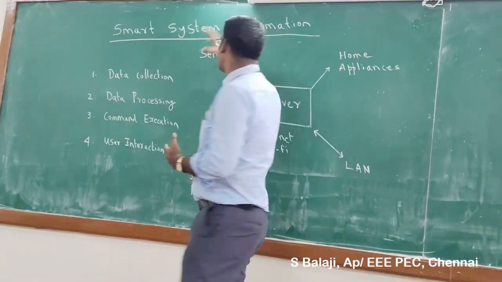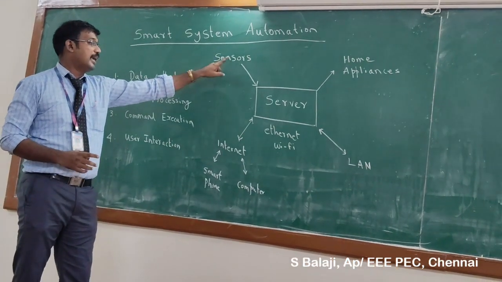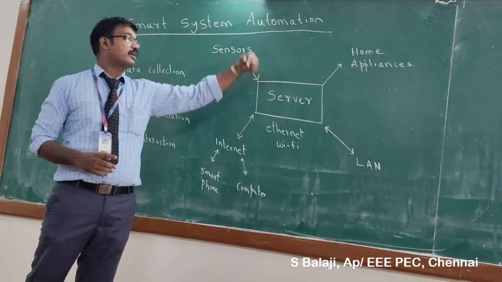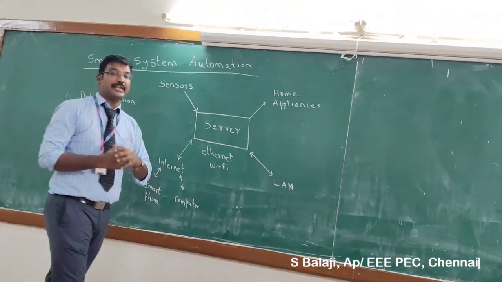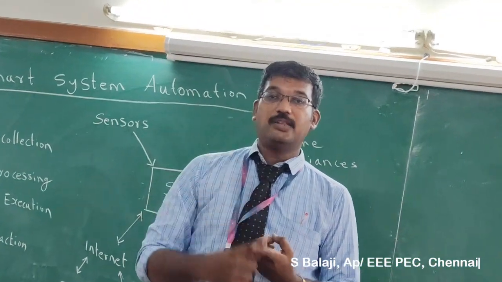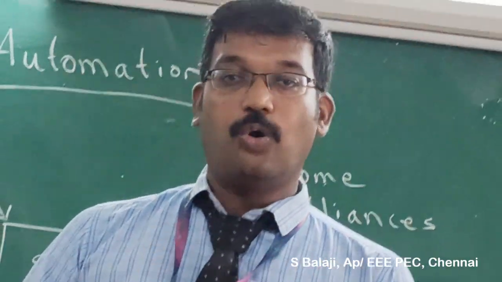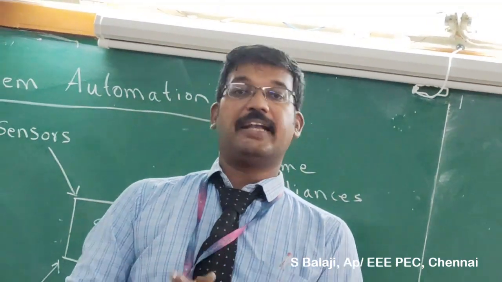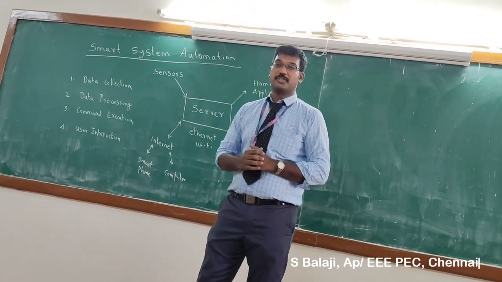So this is the basic of smart system automation, where we are collecting the data and we are processing the data and we are commanding an execution for that, and the user will be able to interact with this. So we can apply this anywhere: in a health monitoring system, in an energy management system, in home automation, or in entire industry automation. So this is a brief introduction about smart system automation.